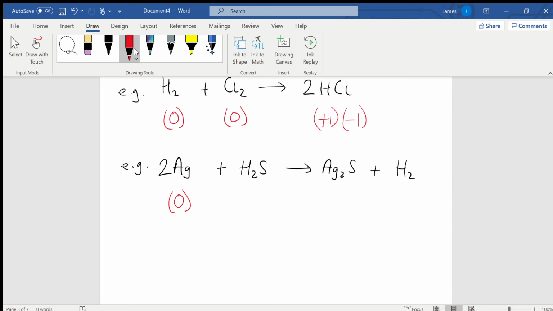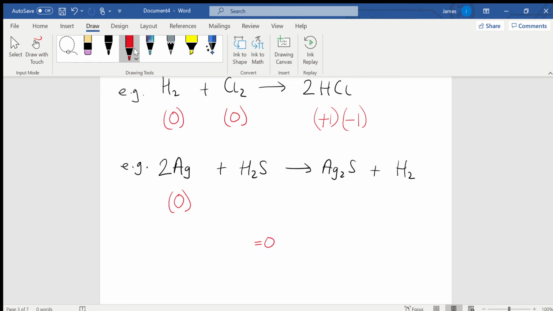H2S is not an ionic compound, it's a covalent compound, but we can kind of treat it as an ionic compound. We know that it's got a net 0 charge, and we're familiar that H can form H plus. So why don't we acknowledge the fact that the whole thing has no charge?